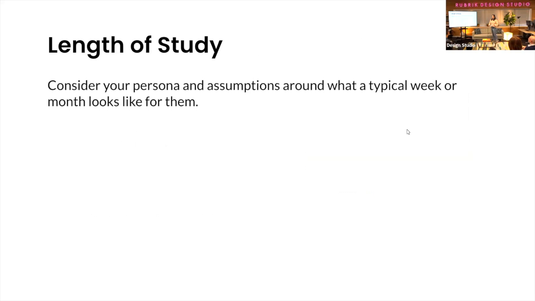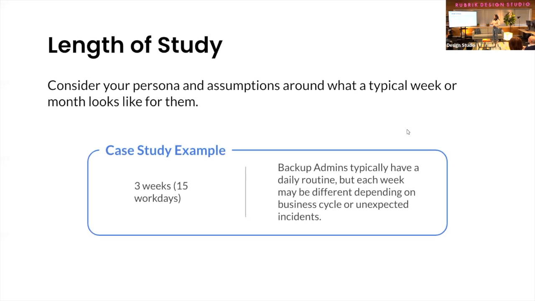So that means you're going to need to think about what your persona is like, and specifically what a cycle typically looks like for them. In the case of our backup admin case study, we chose 3 weeks here, about 15 work days. This is because backup admins typically have a daily routine, so this would give me a solid amount of time to determine what that daily routine was. One important thing to consider here, though, is that a longer time commitment may mean it'd be harder to recruit participants. So you'll have to strike a good balance.